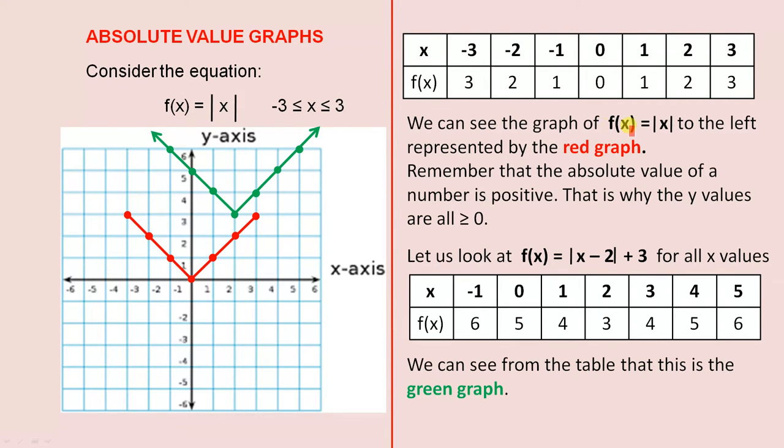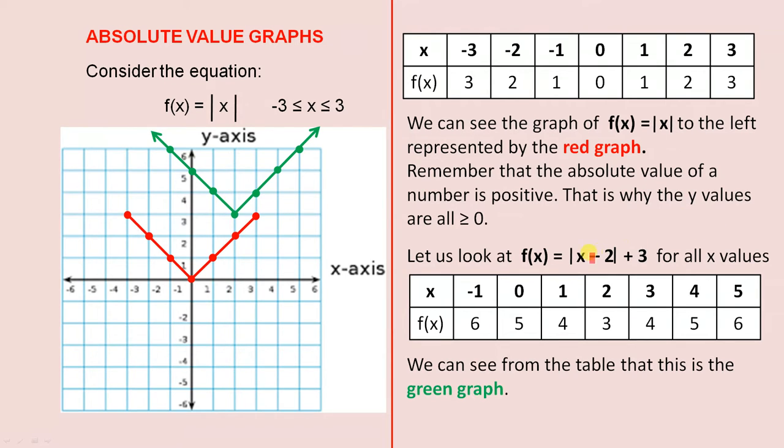Here we are, they're the red ones. We can see the graph of f(x) equals the absolute value of x to the left, represented by the red graph. Remember that the absolute value of a number is positive. That is why the y values are all greater than or equal to 0.